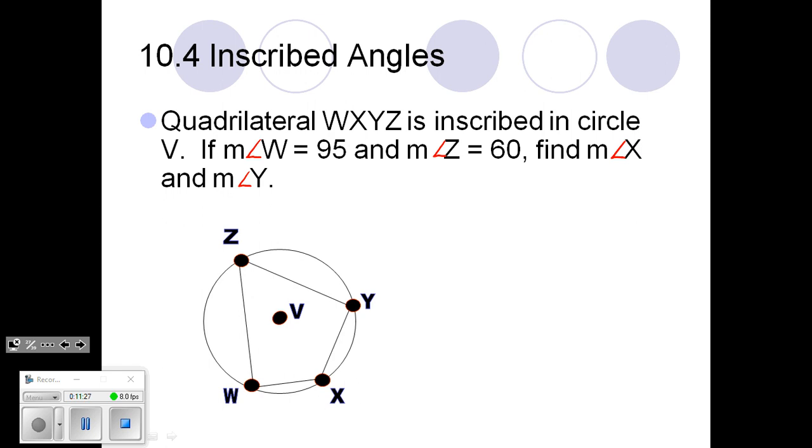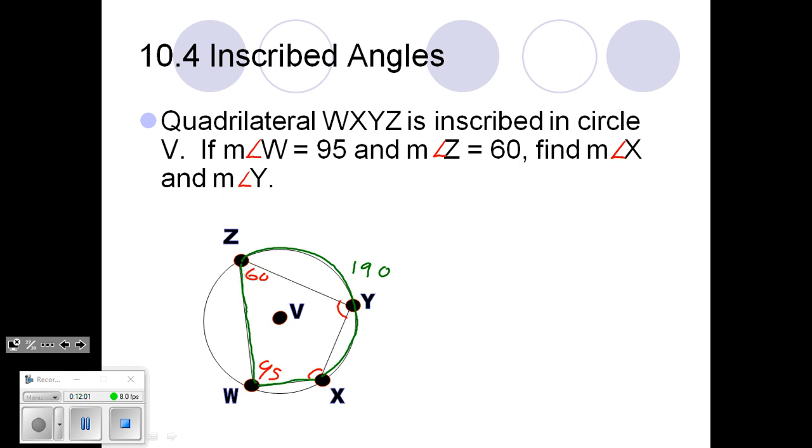I know the video is going a little longer, but W is 95 degrees and Z is 60. And our question is, what is the measurement of Y and what's the measurement of X? Well, the angle 95 goes to this arc all the way from Z to X. And it'd be double that, so 95 times 2 would be 190.